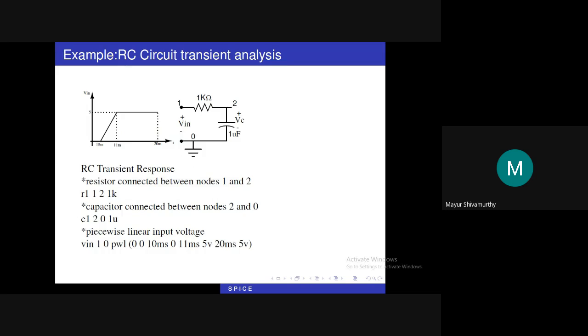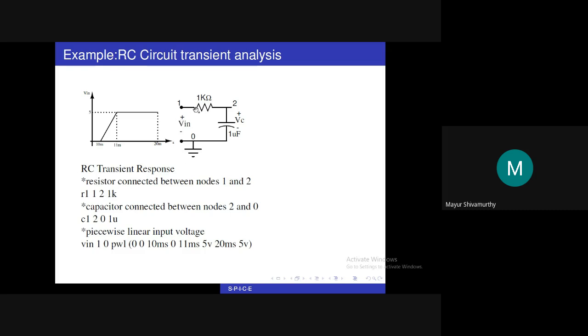So let us see the ngSpice code for a simple RC circuit. This is the circuit diagram I have, and to this circuit at node 1 I'm applying a PWL signal which goes from 0 to 5 volts. The first line, that is RC transient response, is the first line in the SPICE code, which will be ignored by the simulator. Then comes the netlist.